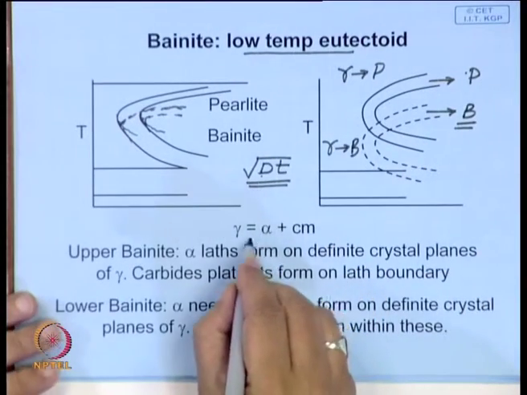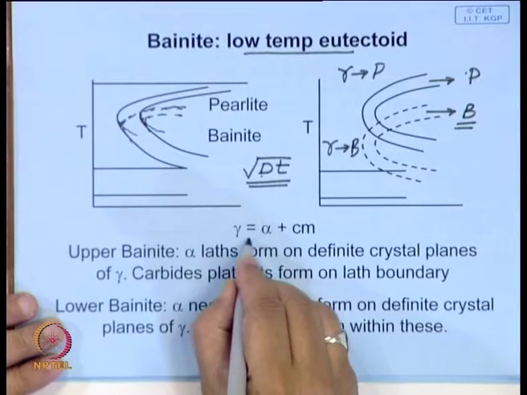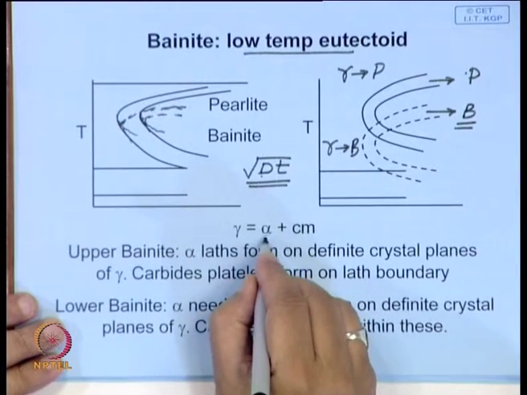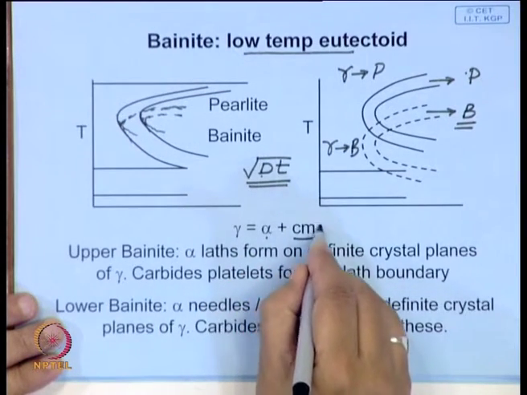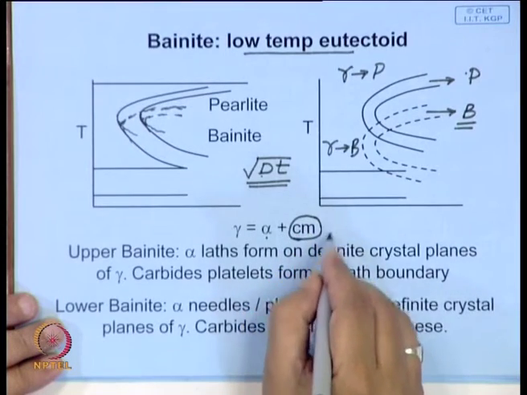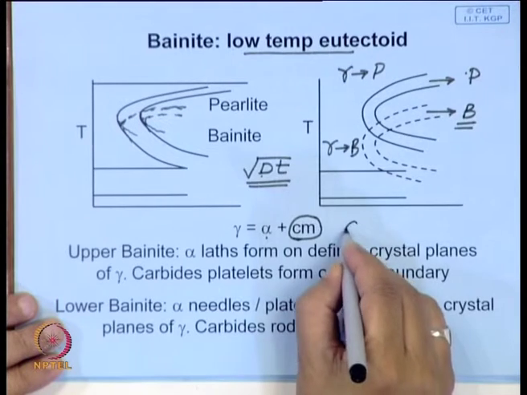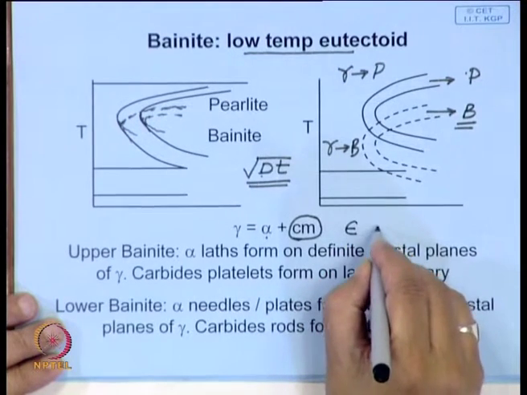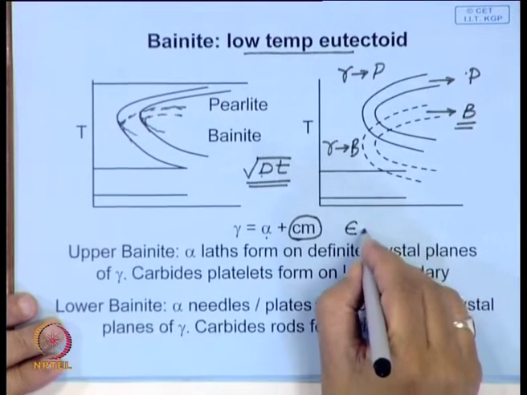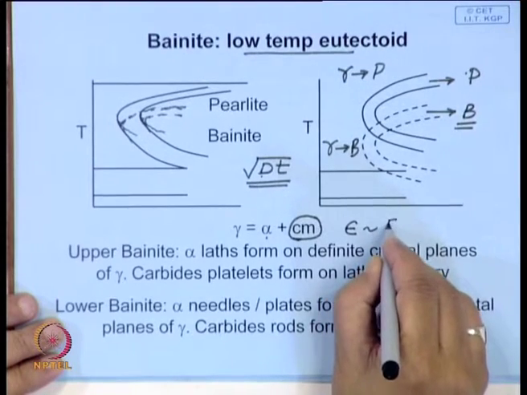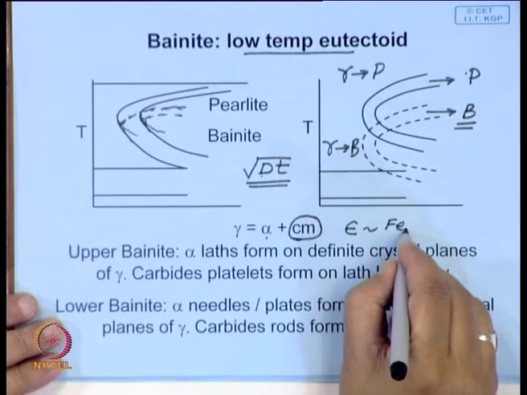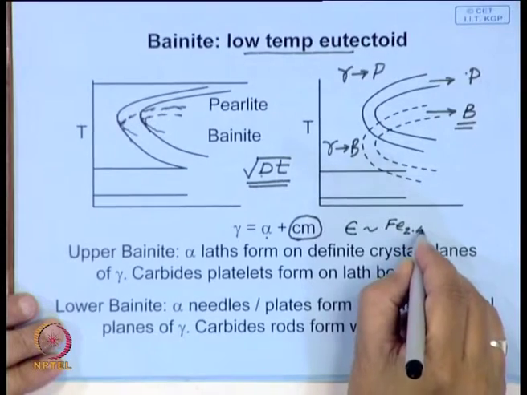And if you look at the bainite transformation, here also you get ferrite plus carbide. Sometimes, particularly at low temperature, instead of cementite you may get a slightly different carbide called epsilon carbide, which is approximately Fe2.4C.